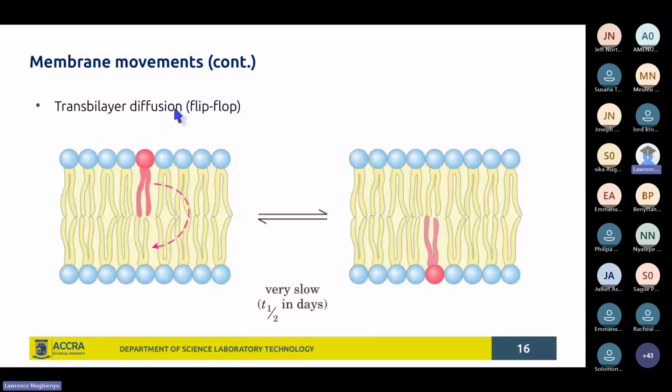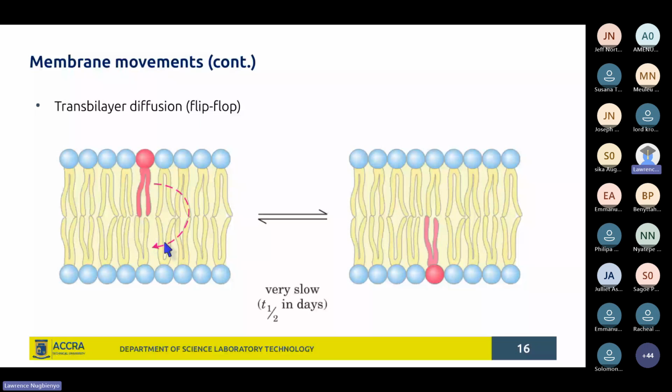So if you take the cell membrane, either the movement is from the outer leaflet to the inner leaflet, or it is from the inner leaflet to the outer leaflet. Both of them are transbilayer. If it is into the cell, that is from outside into the cell, it is referred to as flip. If it is from inside of the cell to the outside, it is flop.